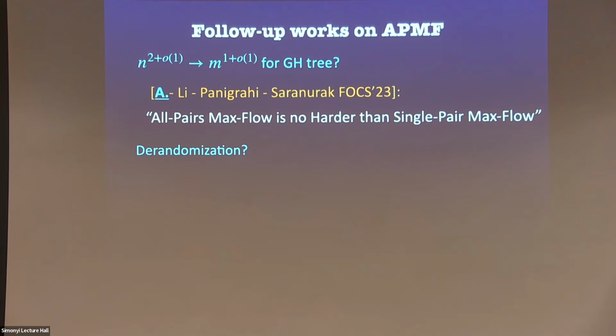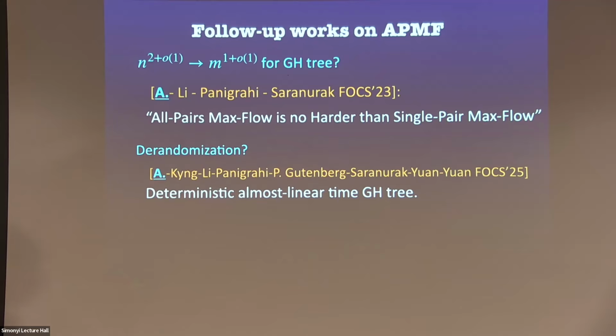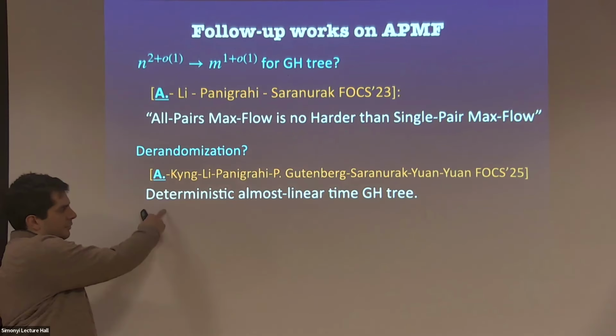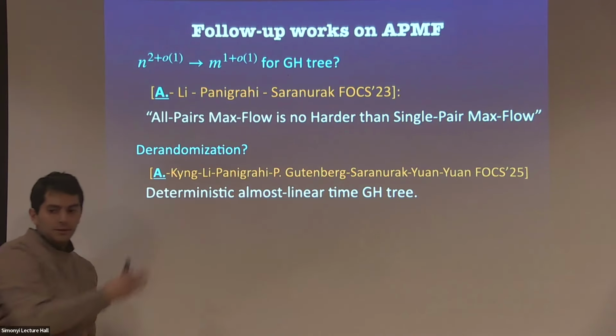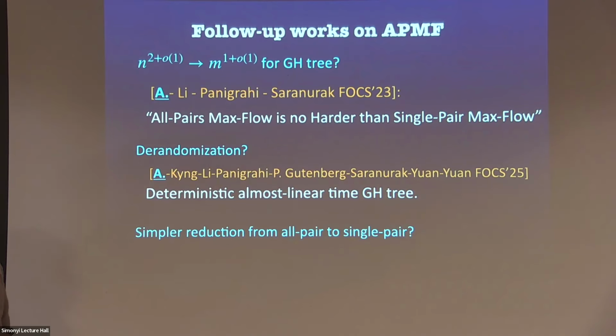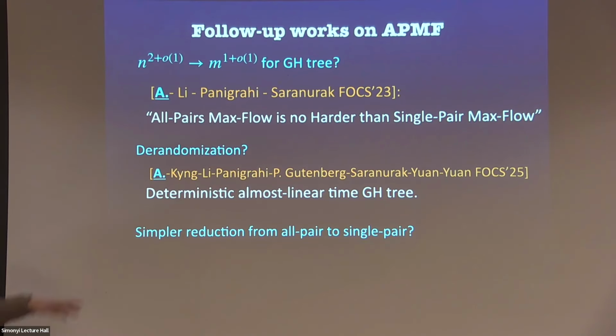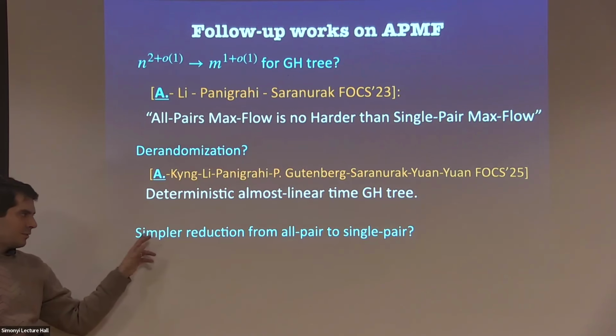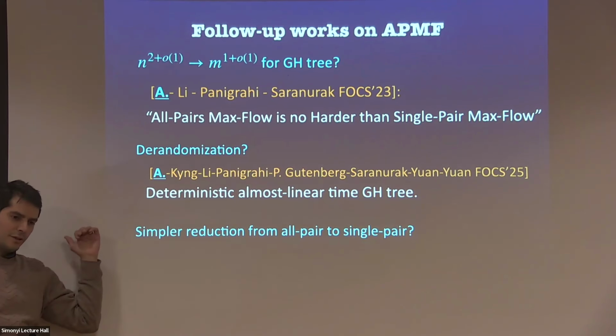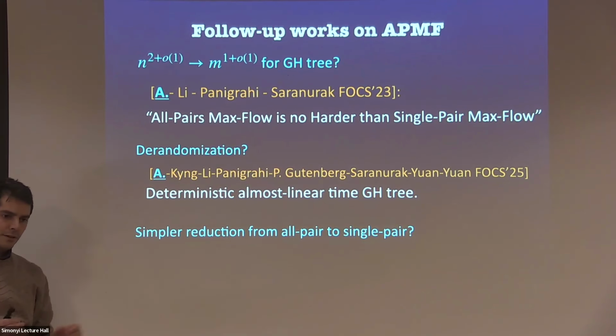The second thing we asked was about the randomization, the algorithm was randomized, and more recently we got everything to be deterministic as well. So these are three questions we asked in that paper. The last question was whether we can simplify things. I didn't show you the technical part, but it was pretty complicated, using a lot of different things and so on.